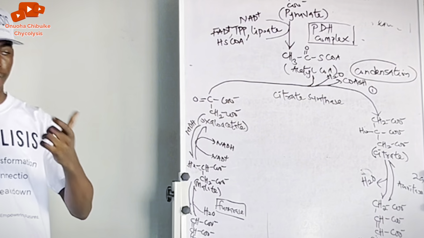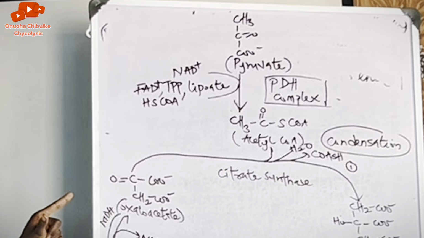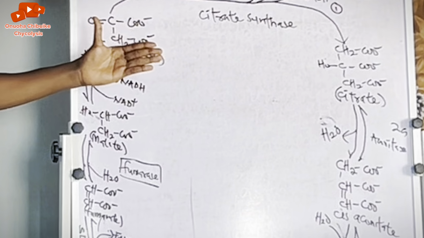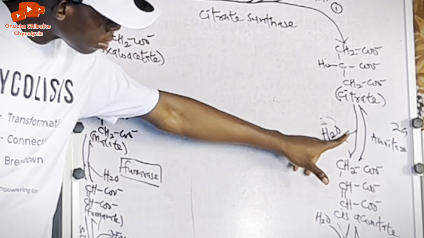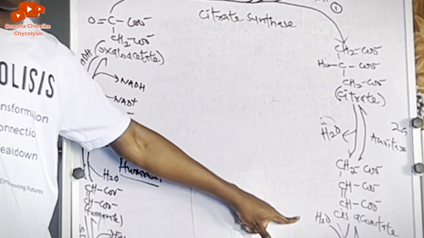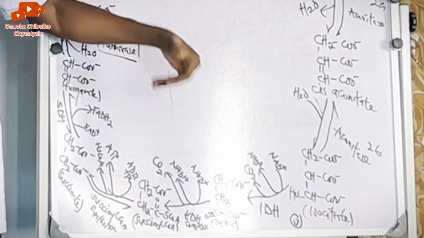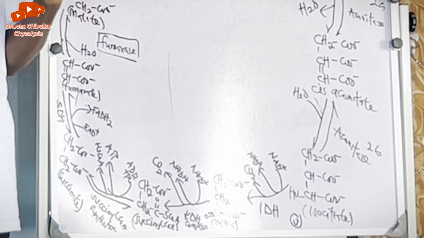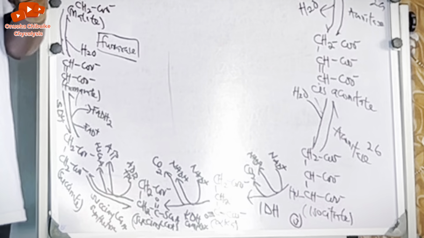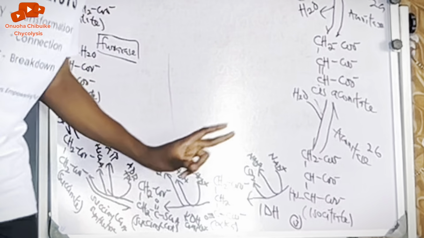Now let me talk about the reactions. Step 1 is a condensation reaction. Step 2 is dehydration and rehydration. Step 3 and step 4 are oxidative decarboxylation. So the oxidative decarboxylation reactions of the TCA cycle are steps 3 and 4.